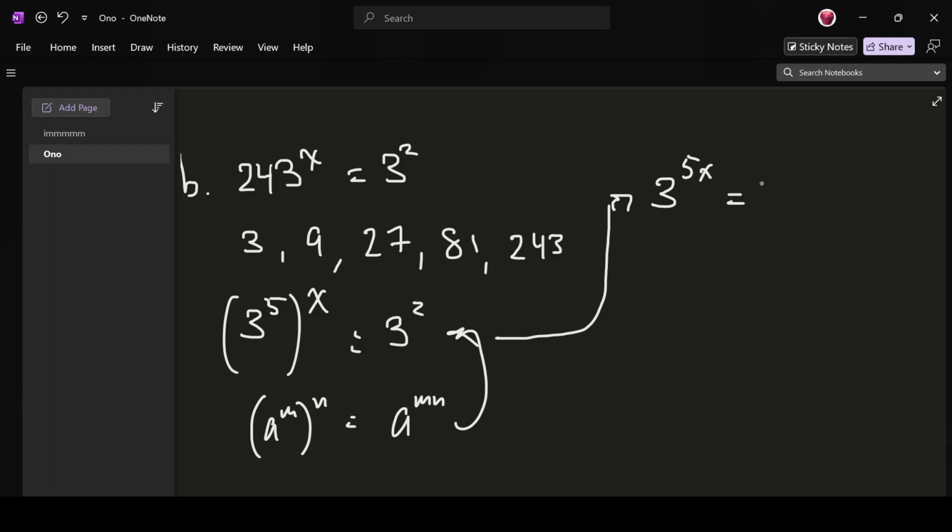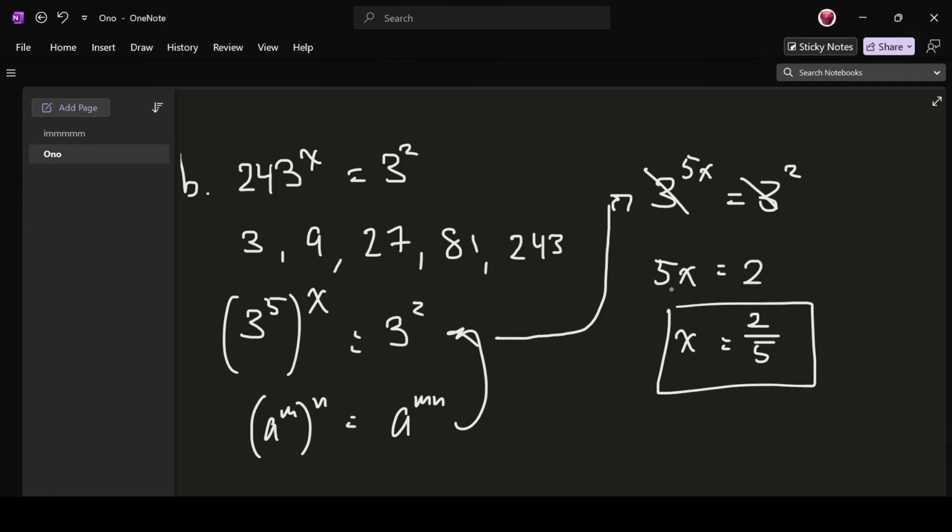And this is equal to 3 to the power of 2. Now our bases are the same, so we can cross those out again. So 5x is equal to 2. Since we want to make the x all alone, we're going to move this 5 to the other side, and that will make it divide. So 2 divided by 5. And that's our final answer.